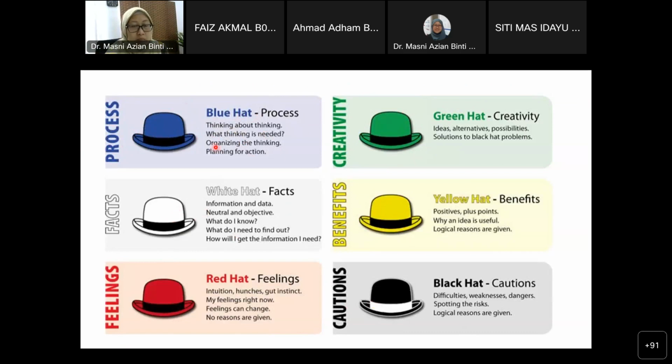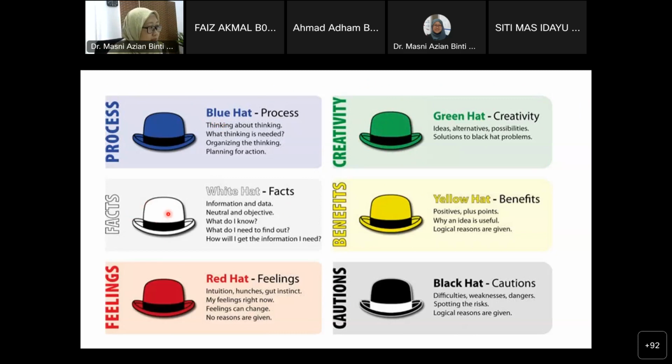Blue hat, by this person, dia akan fikir pasal proses je, how to develop the product, how to purchase the raw material, the process. Okay, so another person would put on the green hat. Green hat represents creativity. So creativity, probably this person kena think out of innovative solution for your project. Okay, what are the ideas that they can adopt? So this is the creativity hat.